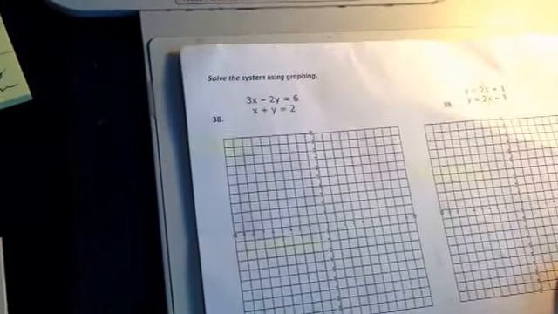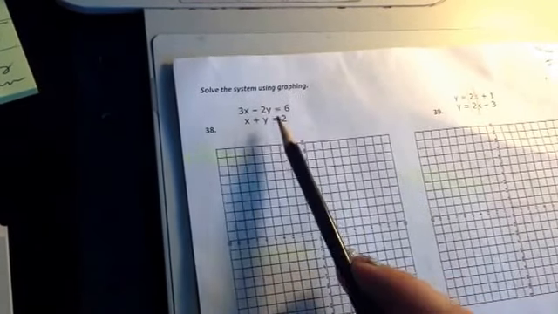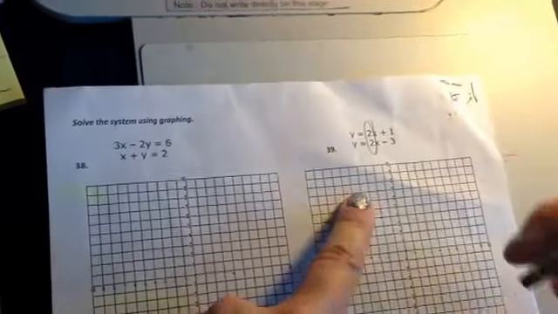These systems, the easiest thing to do is set them into y equals mx plus b. And I say that, let me go over here and do number 39.